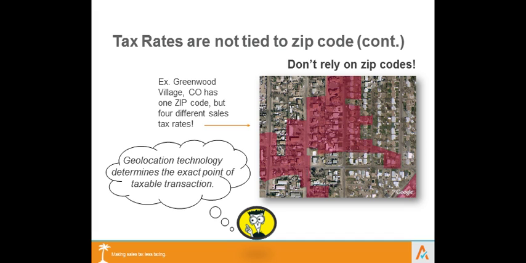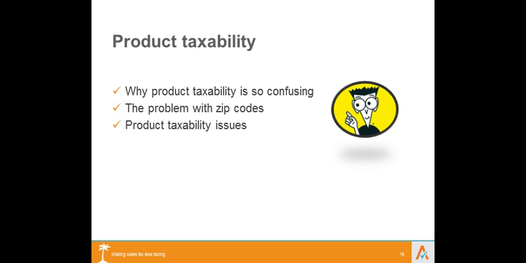Just to give you a taste of this, what you're looking at in this picture on the right is in Greenwood Village, Colorado. This whole area has one zip code, but if you look at the taxing jurisdictions, there are actually up to 4 different rates in that zip code. And as you can see, the tax boundaries are not necessarily as intuitive as you would think they are. You have businesses next door to one another. You have businesses across the street from one another that are in different taxing jurisdictions. And of course, it makes it problematic for you to assume too much in terms of aligning zip codes with the tax calculations that you do.